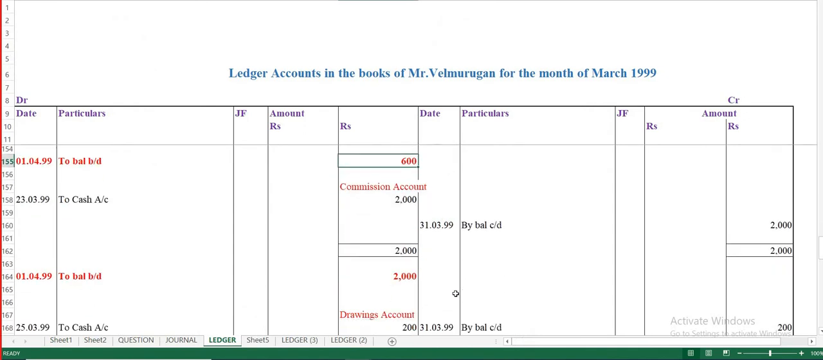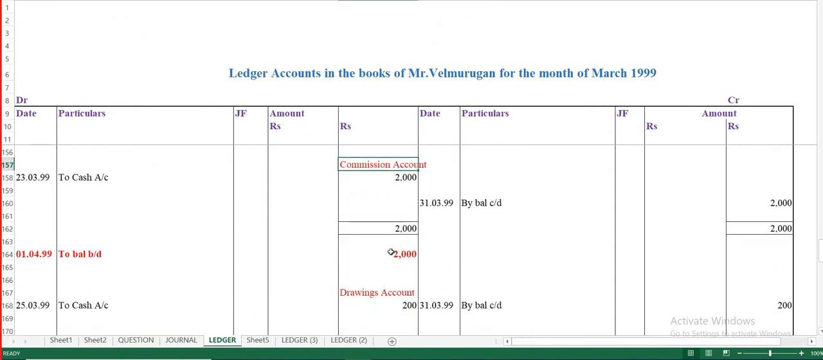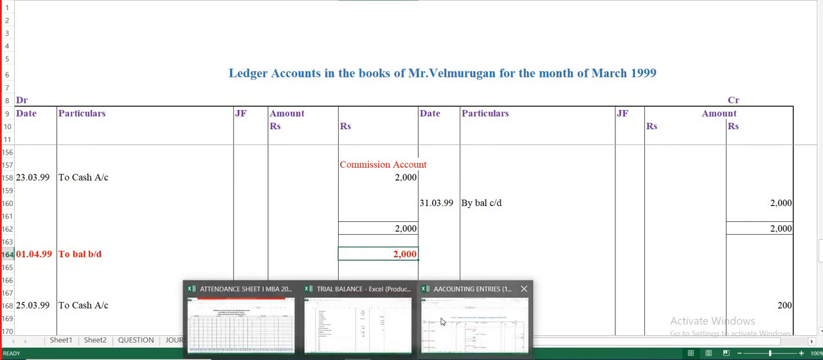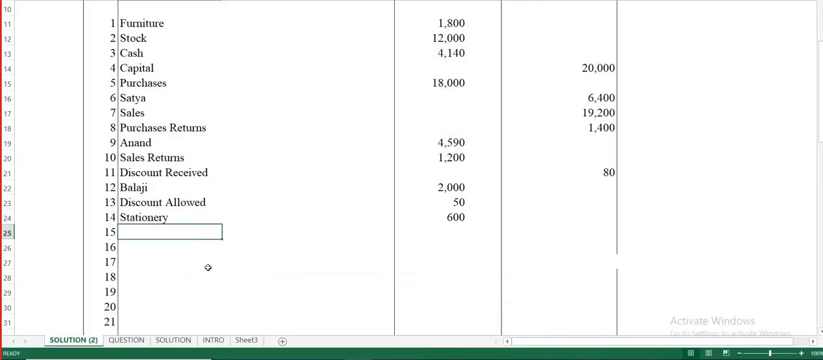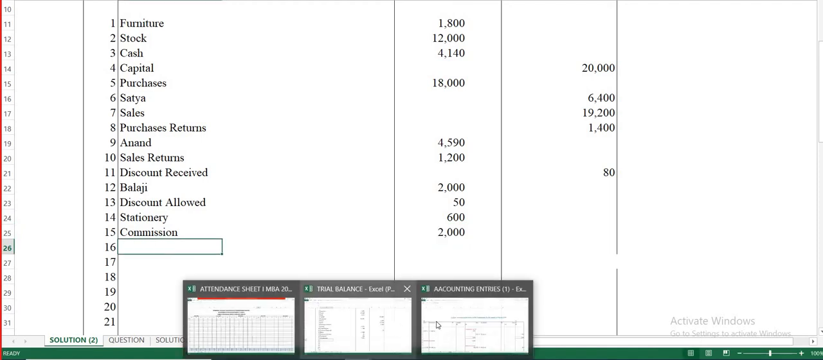So moving to the next one, commission, you have paid to some person or something. So it shows a debit balance again. So 2000 should be debited because you have paid. So commission, you have paid, so 2000 rupees should be shown on the debit column. Okay, and moving to the next one.